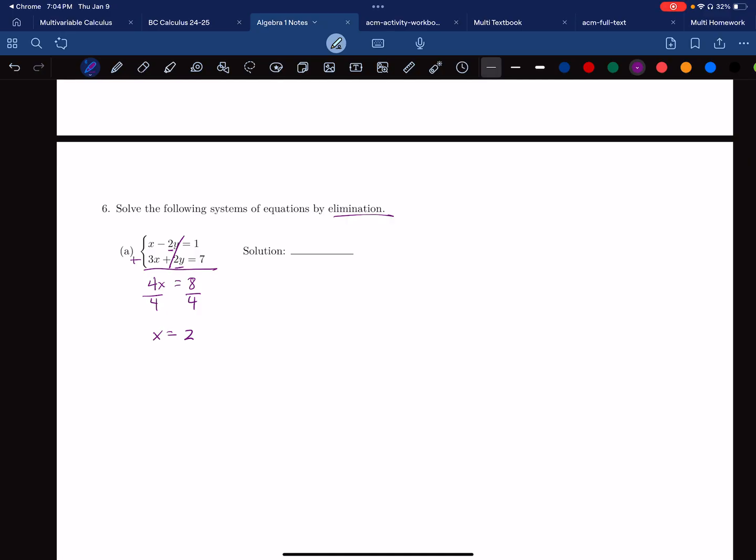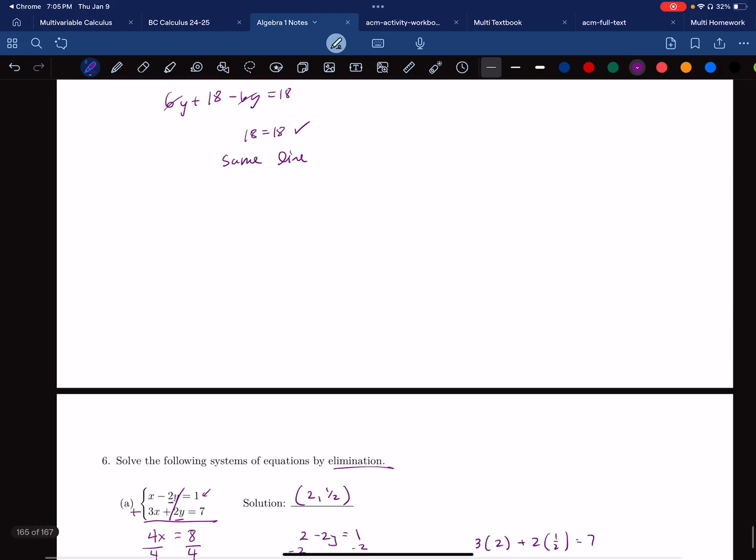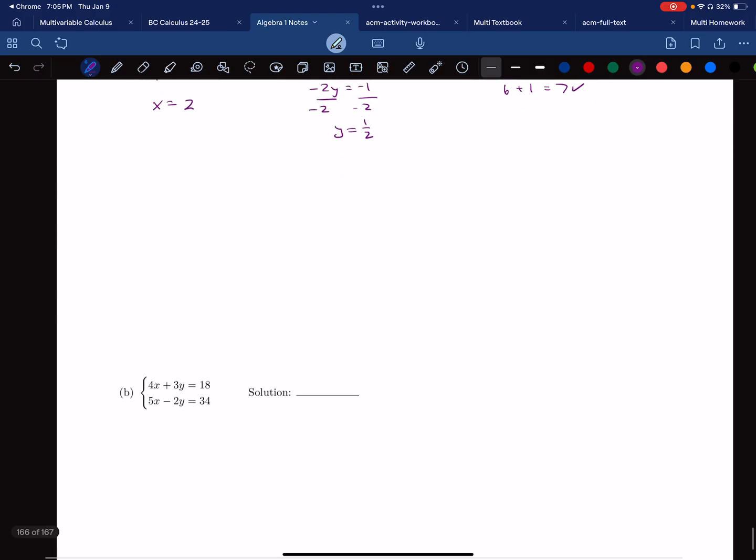And then I can go plug in, and I'm going to use the top one because it just looks easier. So I have 2 minus 2y is equal to 1. So I subtract 2, subtract 2. Negative 2y is equal to negative 1. Divide by negative 2, divide by negative 2, and y is equal to 1/2. So then I can go check, right? 3 times 2 plus 2 times 1/2. Does that equal 7? Oh, it's another 7. So I get 6 plus 1 equals 7. That checks out. So I know my answer is 2 comma 1/2. I could have checked the last one. Oh, we didn't need to check because it was the same line.